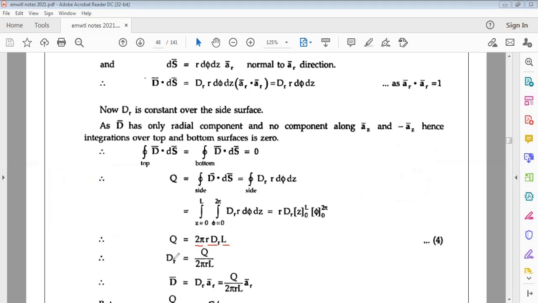So what is Dr now? Dr is equal to Q by 2πrL. And we assume that D bar is in the r direction, so D bar is equal to Q by 2πrL into ar bar.